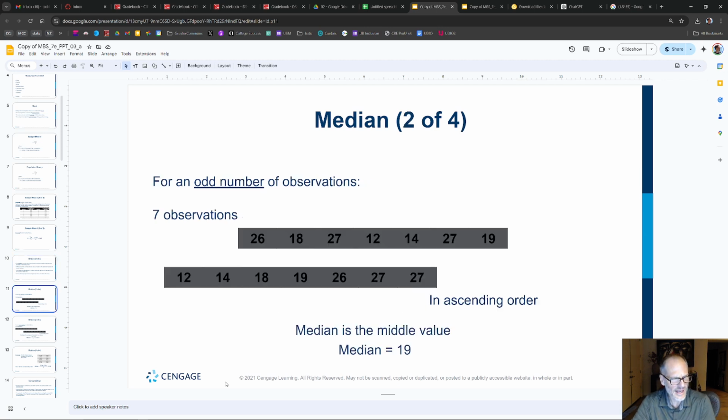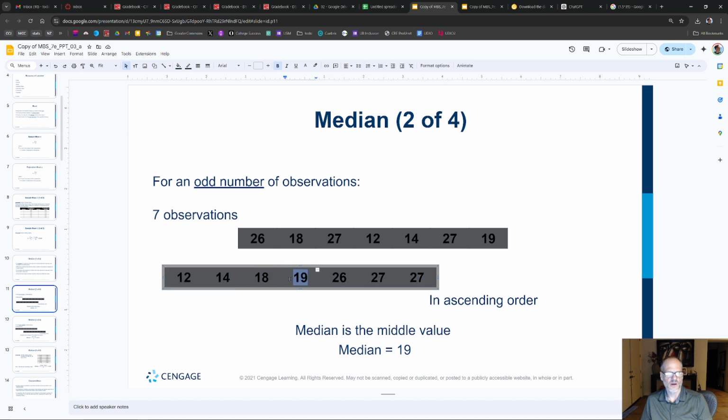So there we have that. For an odd number of observations, 7 observations, we put them into ascending order. The median is the middle value, which is 19. If you look at 19, you have 3 data points on the left and 3 data points on the right. So the median, the middle of the road, the middle of this data is 19.